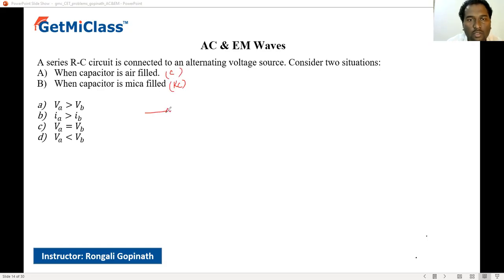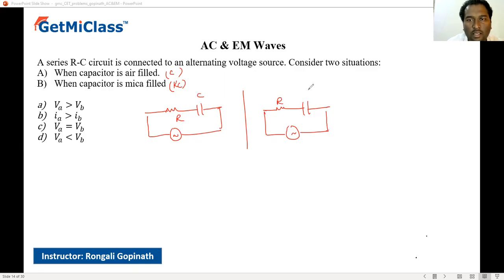So we have here two scenarios. Resistance and the capacitor connected to an AC. Resistance is the same. Here it is C, here it is KC. The voltage source is Vs. This is fixed.